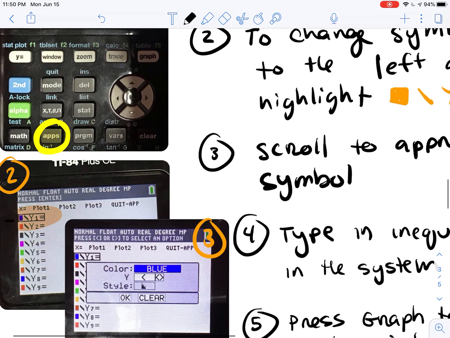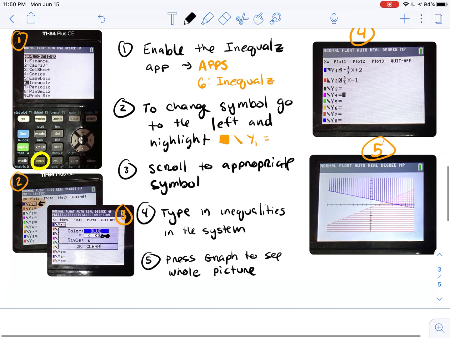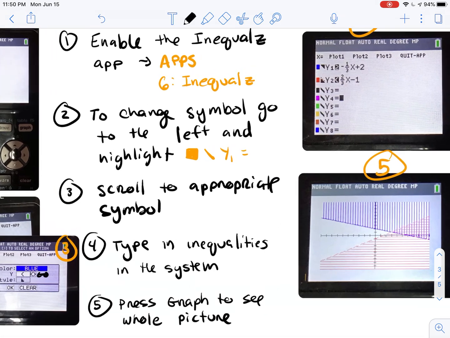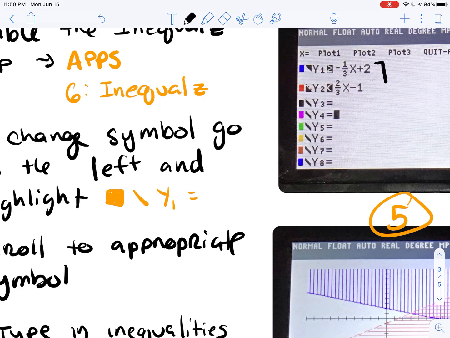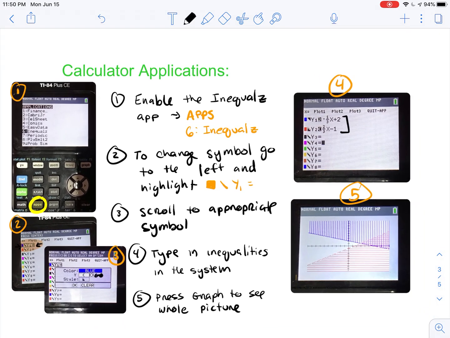Okay, and you do that by highlighting over the box, right? Using your left and right arrows to scroll through and find the appropriate symbol, okay? And then just type in the inequalities as you see them. So this is what it would look like if you plotted this with the Inequals app on your calculator.